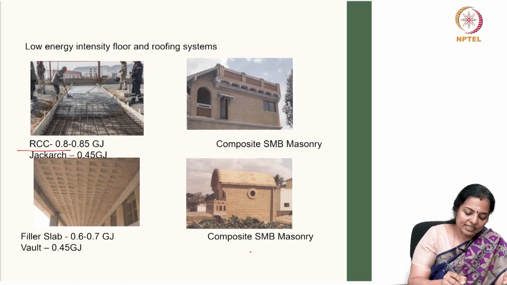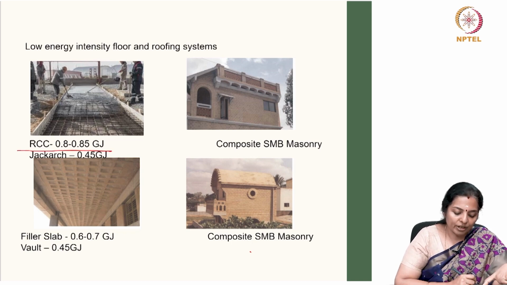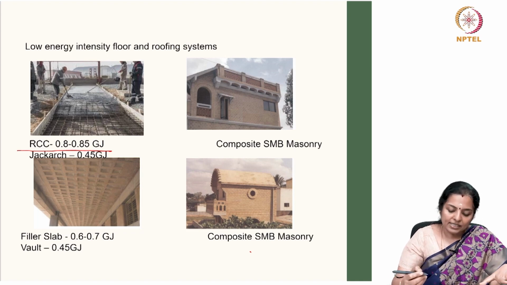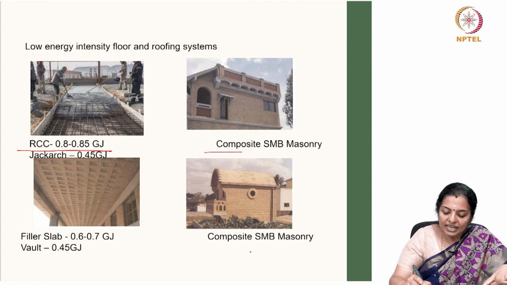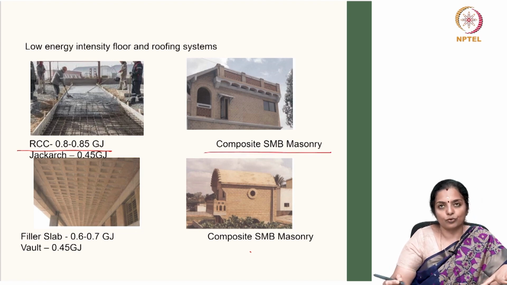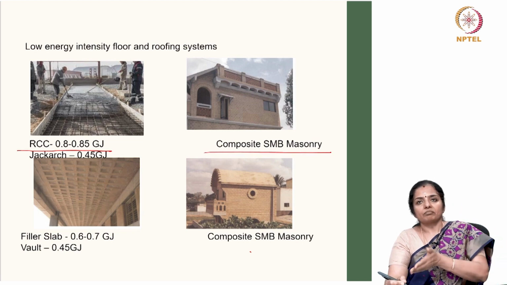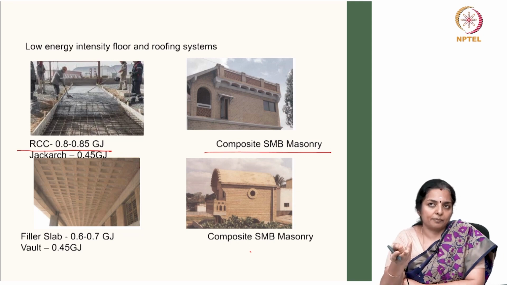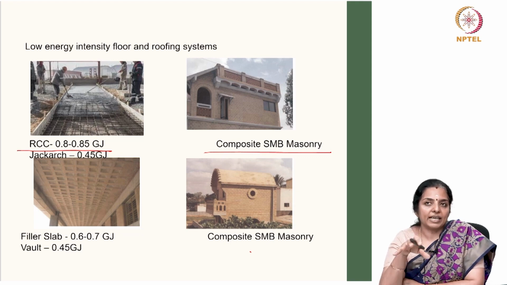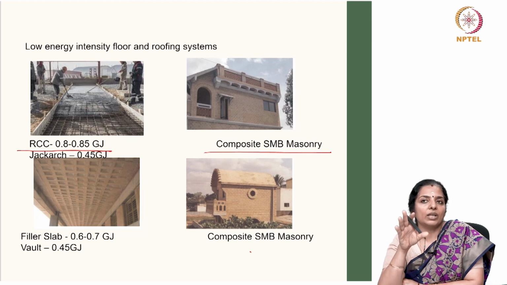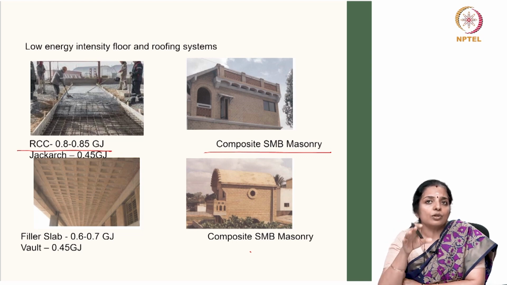The first one is RCC. RCC has an embodied energy of 0.8 to 0.85 gigajoules, whereas composite stabilized mud block masonry jack arch roof is a system which is made up of arches with a filling material. This shows 40 to 50% reduction in embodied energy when compared with RCC slab. Now, the use of stabilized mud block filler slab results in 20 to 25% savings in embodied energy when compared to the energy in RC slab.